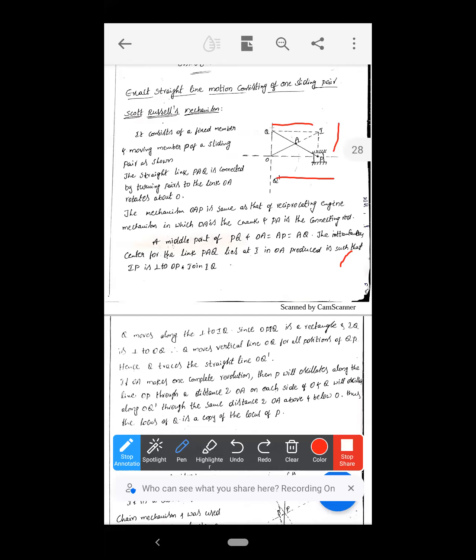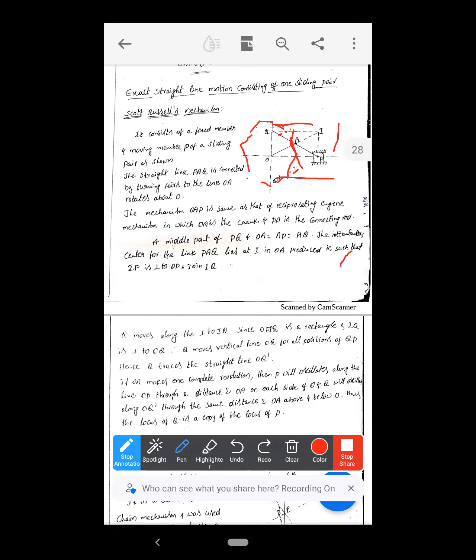When the mechanism runs, the crank will make revolutions. So our OA will make revolutions. When the OA makes revolutions, PQ also gives motion to the slider, and at the same time Q is translated from bottom to top, that means down and up.